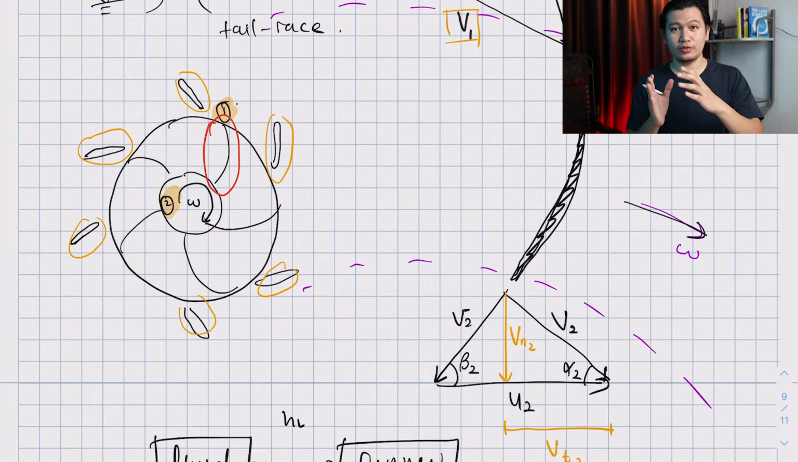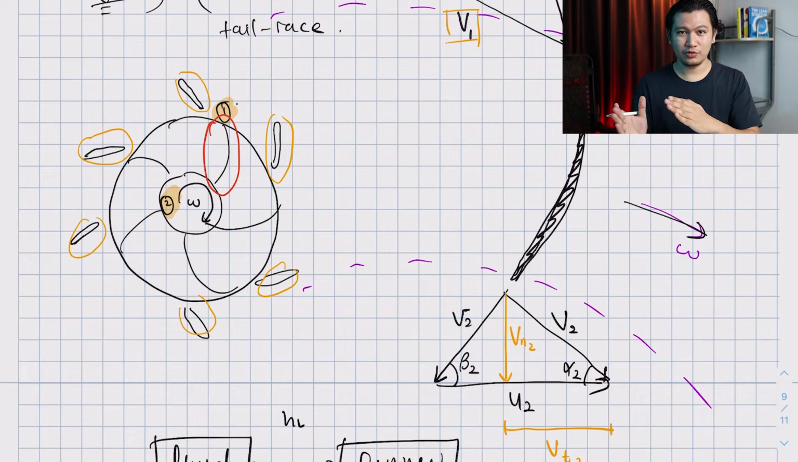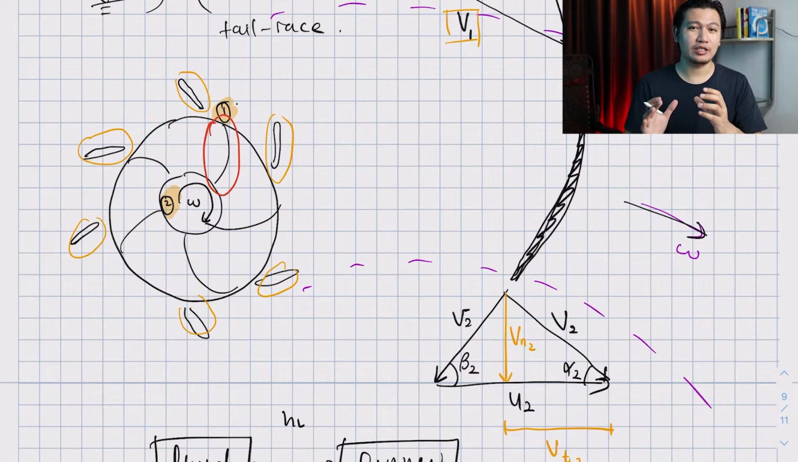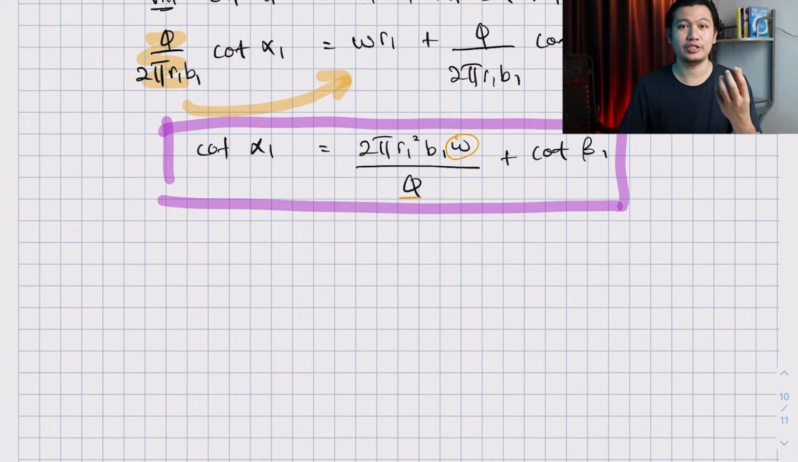And what you need to do to adjust alpha 1 is change the angle of the guide vane. So the guide vane can be open or closed. Usually the guide vane is pivoted at one point, which allows it to rotate along this axis, so it can open and close. The opening and closing depends on the flow rate that the turbine needs to take, and that's exactly what this equation is telling you.